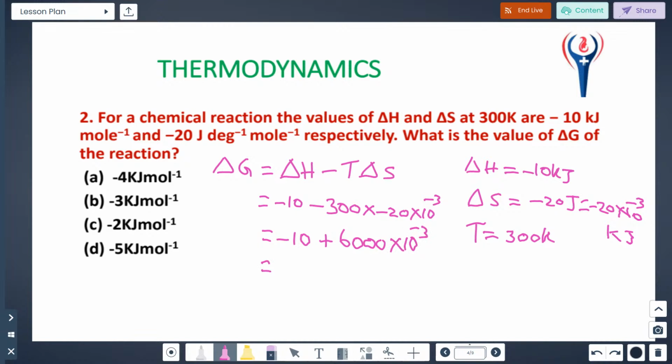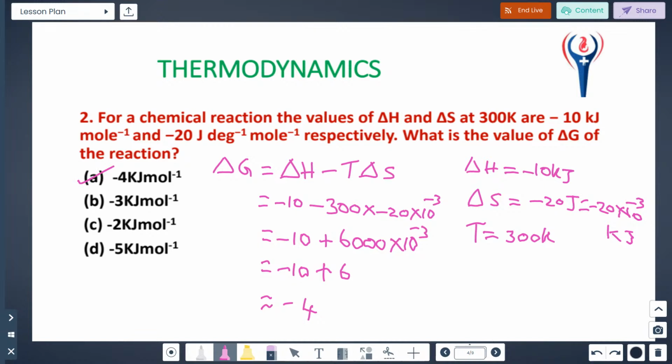By 1000 it will be what? Minus 10 plus 6 only, understood? By 1000 means it will be 6 only. So here minus 10 plus 6. So the answer will be minus 4, understood? Simple one. So A is the option, A is the correct answer.